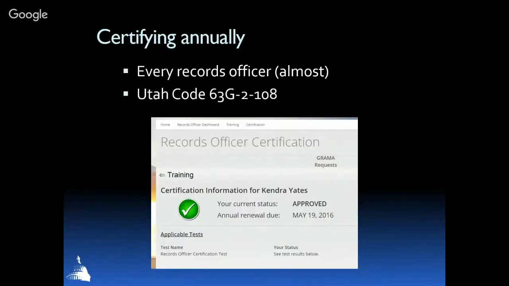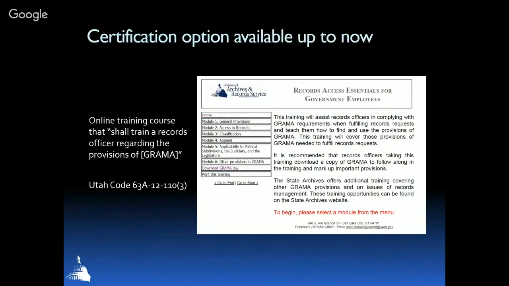One responsibility that can't be shared or distributed is certifying annually. According to the Utah Code, every records officer must do this, except records officers of the legislature and courts. Up to now, there has been one certification option: online materials and testing designed to educate records officers regarding records access and the provisions of GRAMA. If you've taken the test, you have seen this screen before.